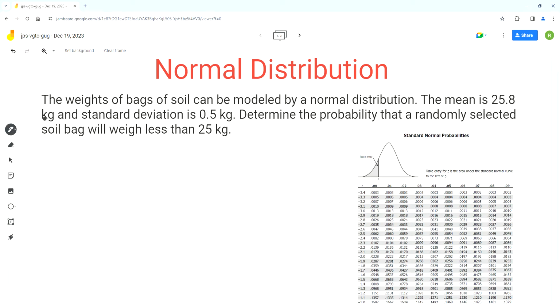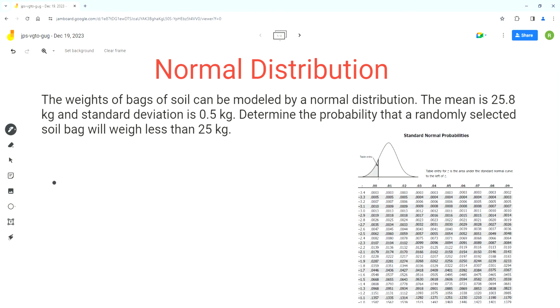As per the problem, the weights of bags of soil can be modeled by a normal distribution. So this tells us that we can use normal distribution concepts to analyze this problem. Now the mean is 25.8 kg. The mean of the weights of bags of soil is 25.8 kg and the standard deviation is 0.5 kg. Determine the probability that a randomly selected soil bag will weigh less than 25 kg.